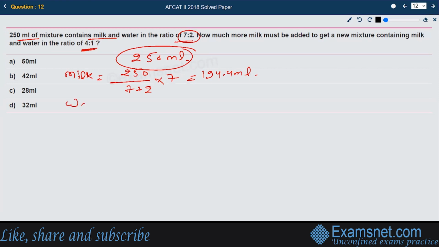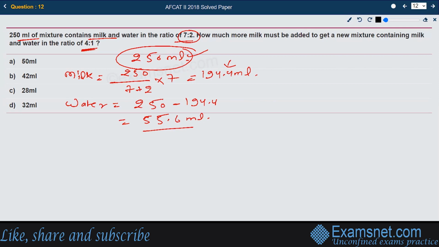Now let us calculate the water part. We can directly calculate, we don't have to use this formula again. If in 250 ml this much is the milk part, how much is the water part? We can simply subtract. If we subtract like this, we get 55.6 ml of water. So this is the milk and water composition.